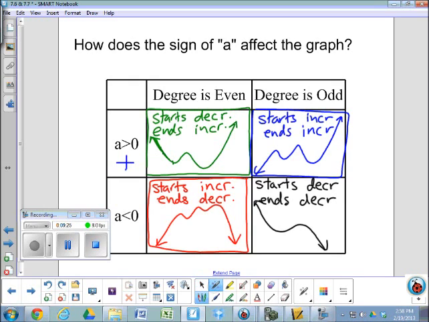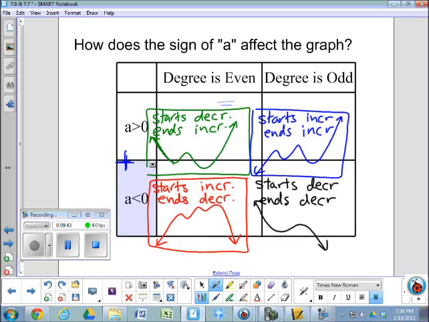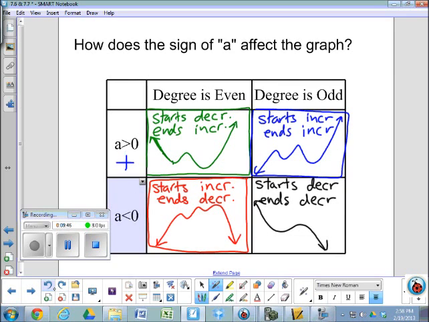So imagine, if you will, the beginning and end. Forget the bumpiness in the middle. What does this look like? A parabola opening up because it's even and a is positive. The red, on the other hand, starts increasing, but then finishes by decreasing. So it starts uphill, ultimately ends downhill. And that's like an upside-down parabola.